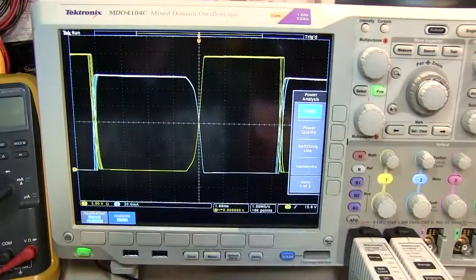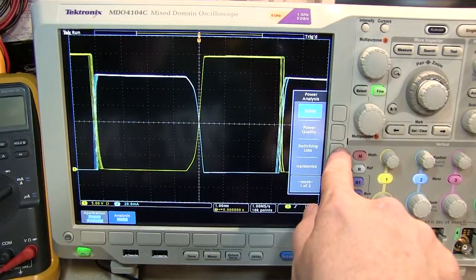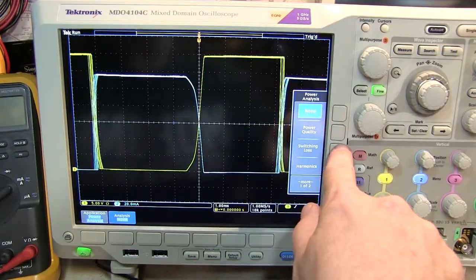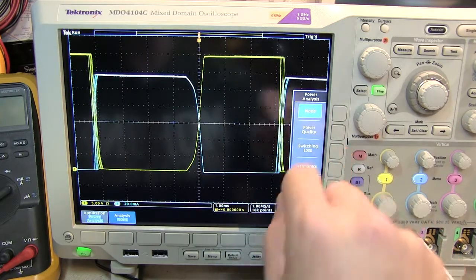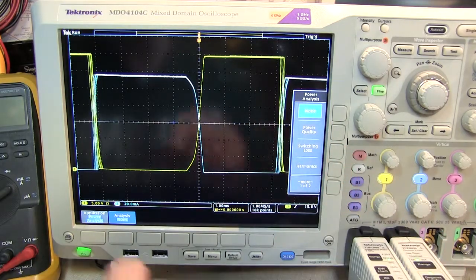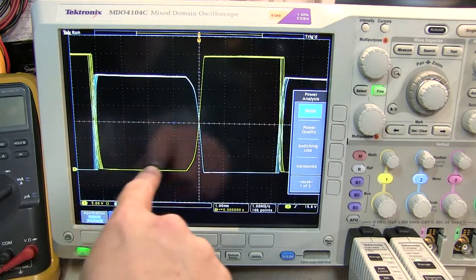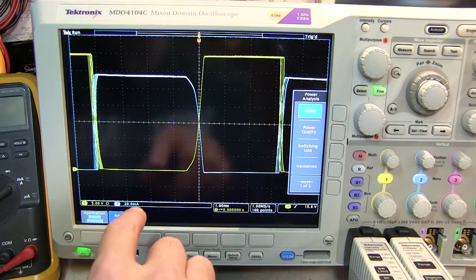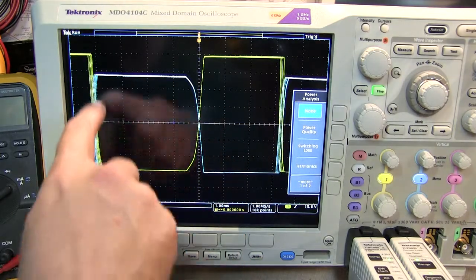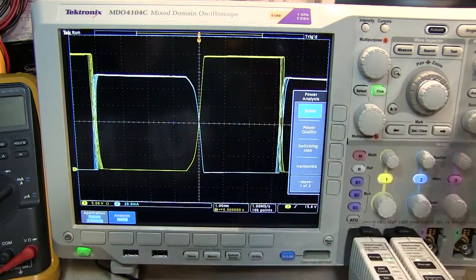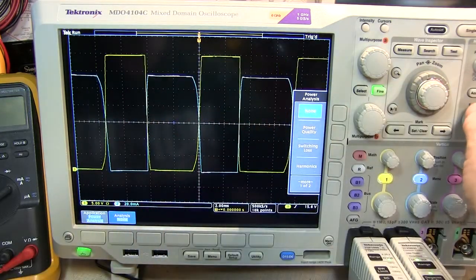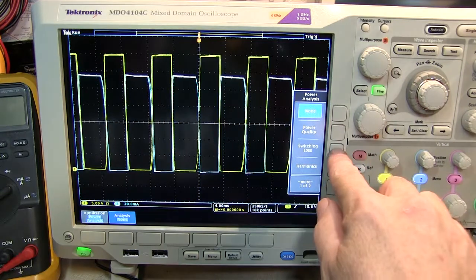standard. The switching loss measurement allows us to characterize the amount of power dissipated in the commutating or switching element of a switching regulator. In this case, we are probing the drain to source voltage of an IRFZ44 power MOSFET and the drain current flowing through that device during the switching operation. We'll put a couple more cycles on the screen and turn on the switching loss measurement.